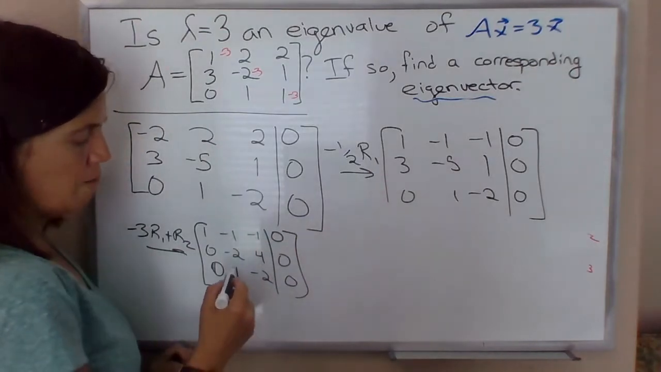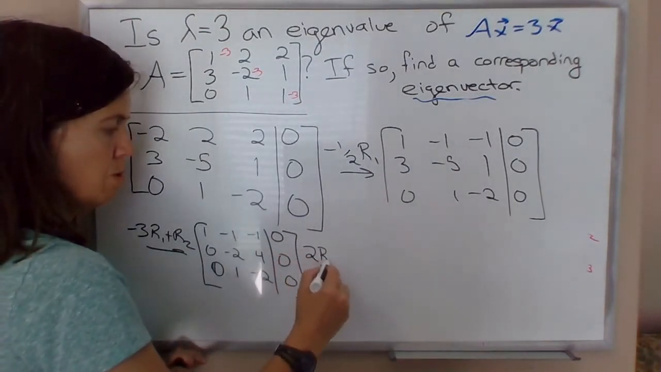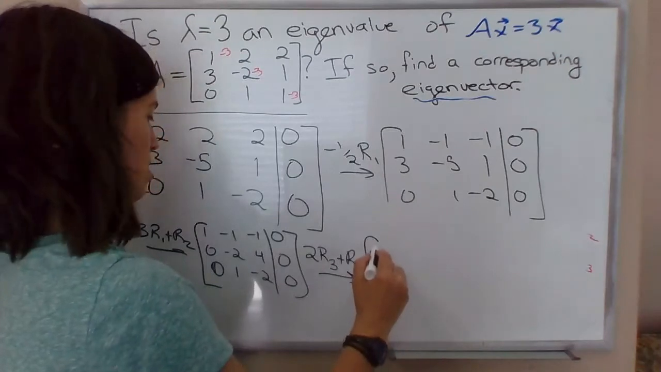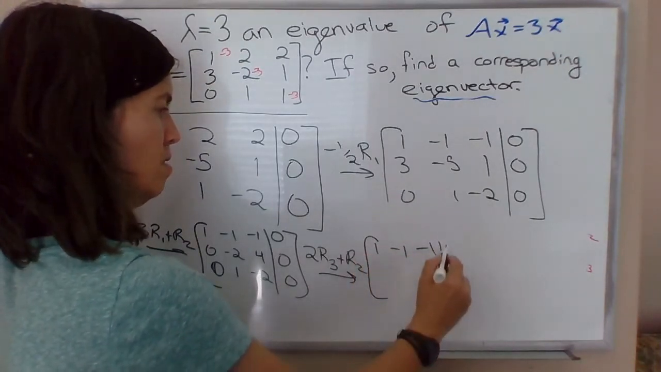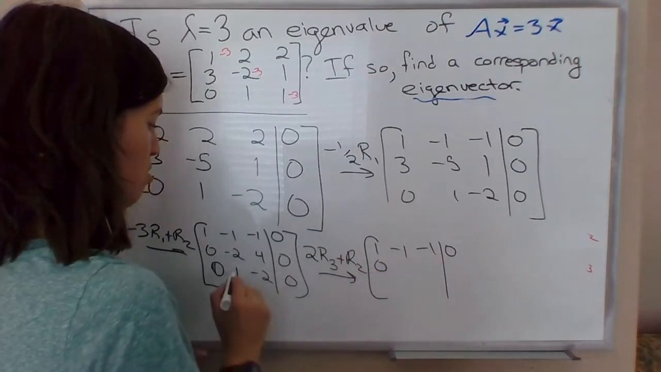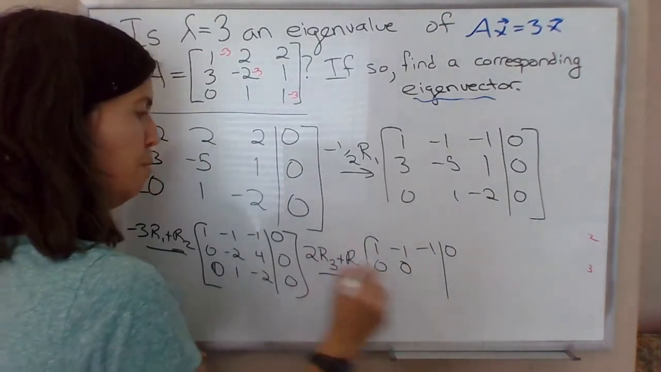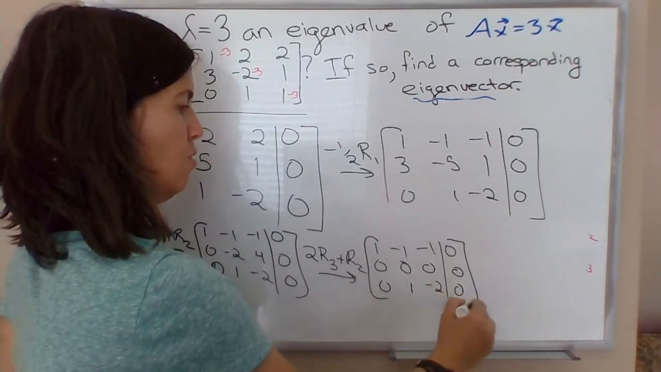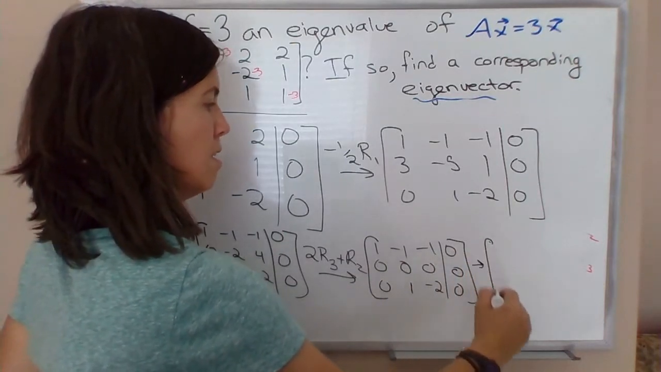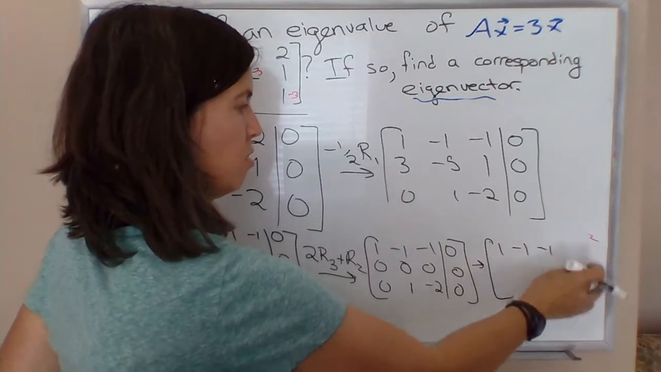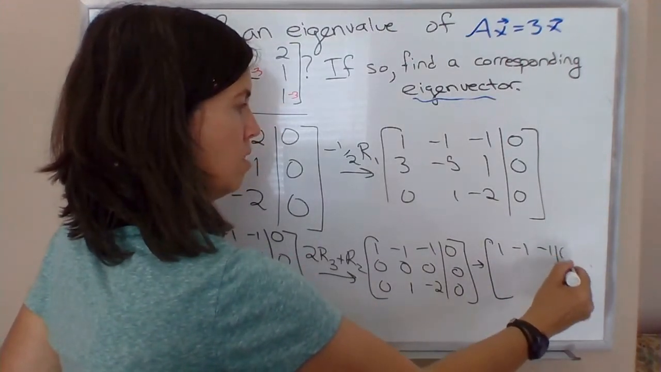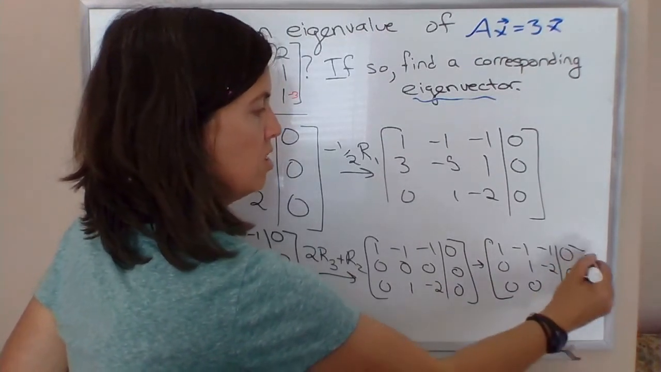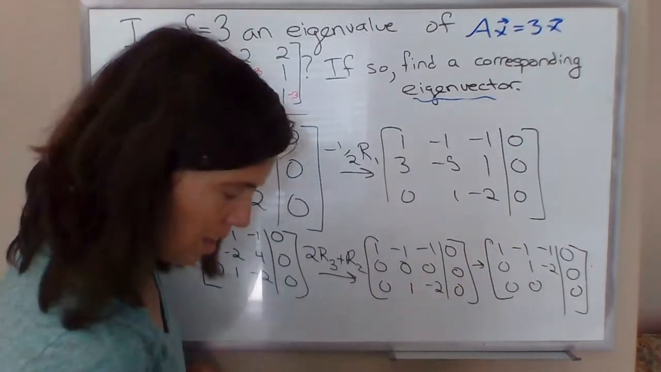And now I'm going to do 2 times row 3, add that to row 2, and then I'll do a swap. So this will be 2 plus -2 and -4 plus 4. And then I'll swap row 2 and row 3. This part's dull, I know, I'm trying to get through it. 0, 1, -2, 0. Okay, one more row operation. Row 2 plus row 1.